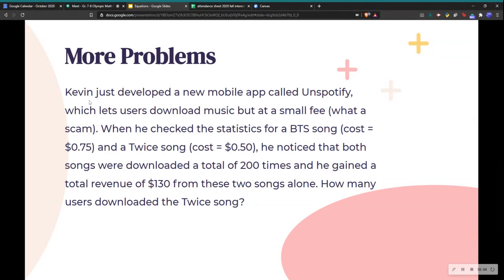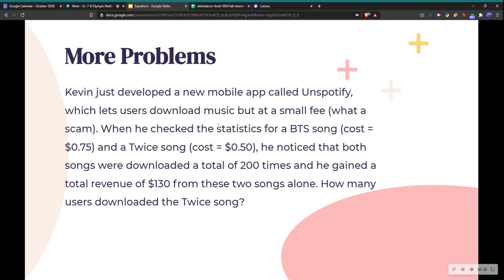Okay, so here's a word problem, and there's a system of equations. So here, Kevin just developed a new mobile app called Unspotify, which lets users download music but at a small fee. So his app is basically a scam.